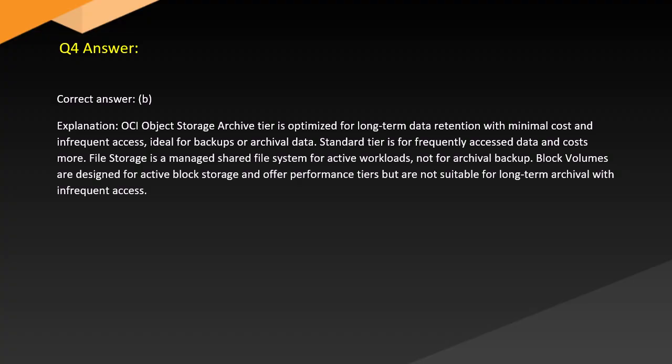Answer. Correct answer: B. Explanation. OCI object storage archive tier is optimized for long-term data retention with minimal cost and infrequent access, ideal for backups or archival data. Standard tier is for frequently accessed data and costs more.